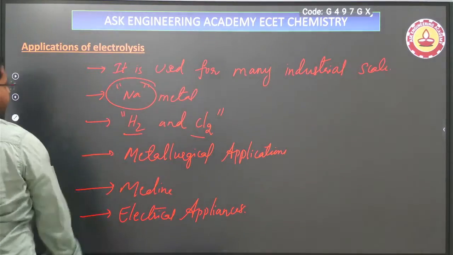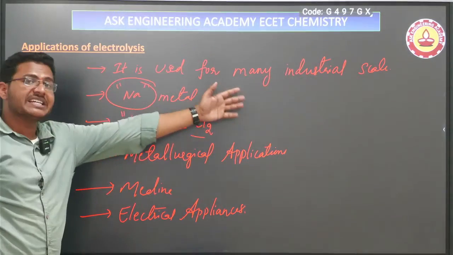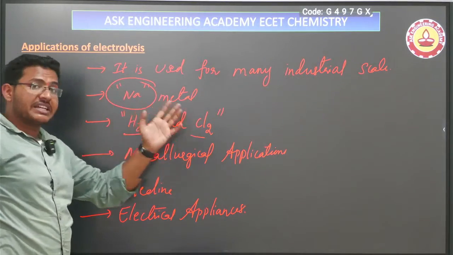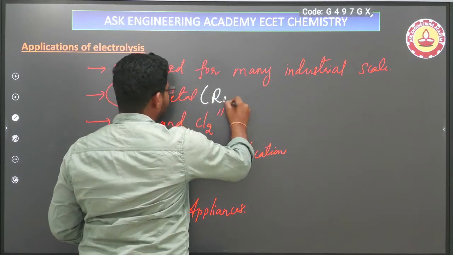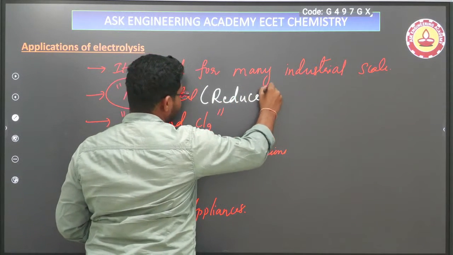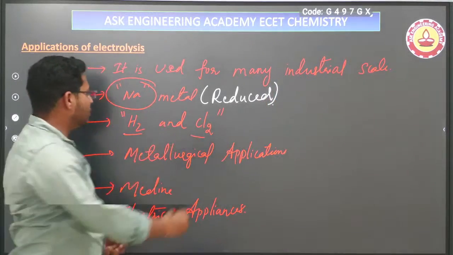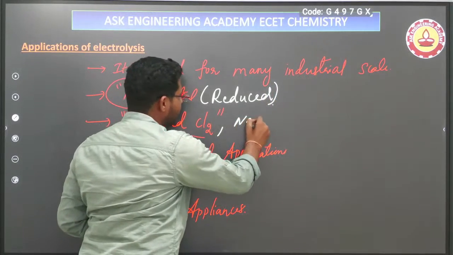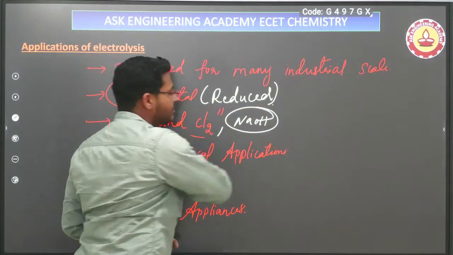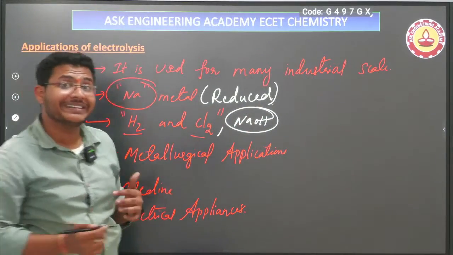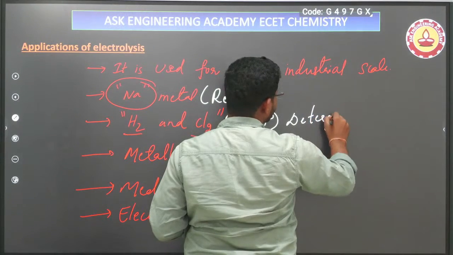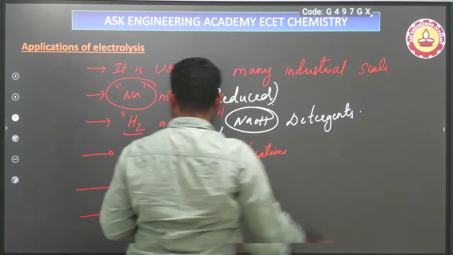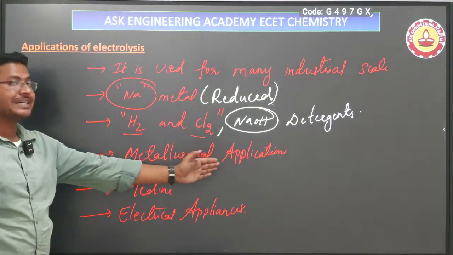So what are the applications of electrolysis? We have studied various applications used for many industrial purposes, used for generation of sodium metal, especially sodium metal in its reduced form, and H2, Cl2 and also sodium hydroxide. We know that sodium hydroxide is very useful especially in detergents. It is also used in metallurgical applications.